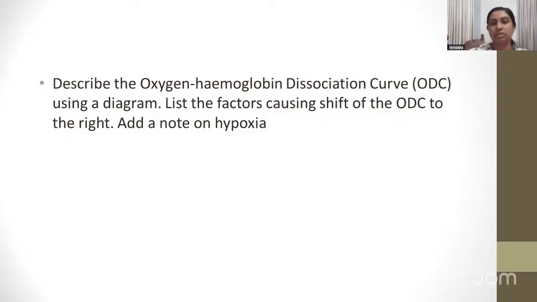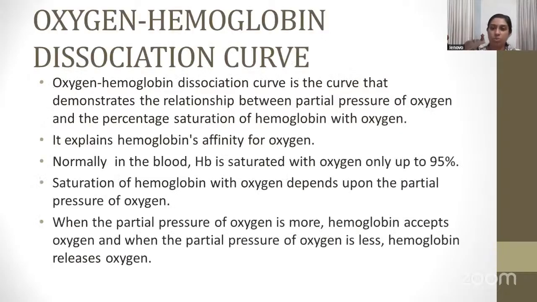Next is: describe the oxygen hemoglobin dissociation curve using a diagram, list the factors which cause shift of the oxygen hemoglobin dissociation curve to the right, and also add a note on hypoxia. This is also a very important question. So coming to the oxygen hemoglobin dissociation curve, what is an oxygen hemoglobin dissociation curve?